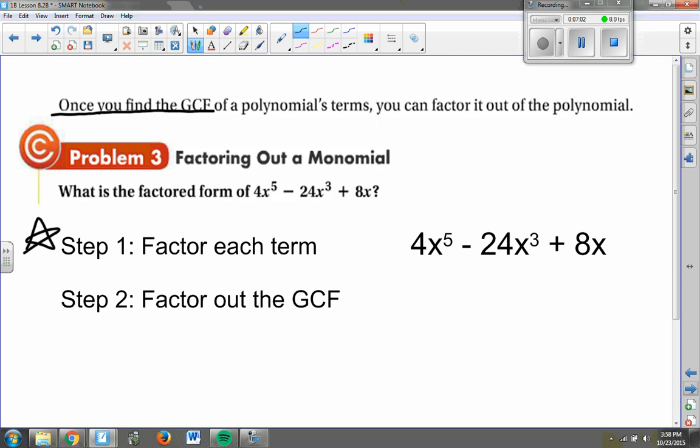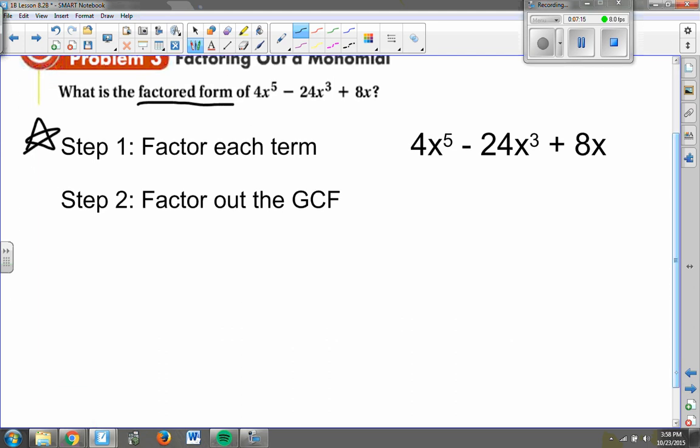So in this example where they are asking for the factored form of 4x to the 5th minus 24x to the 3rd plus 8x, I'm going to factor out each one of those terms first. With the 4x to the 5th, I know for sure that there are 5 x's, 1, 2, 3, 4, and 5 x's. And I know that 4, I can really write as 2 times 2. So I've got 2 times 2, that's 4, times x times x times x times x times x.